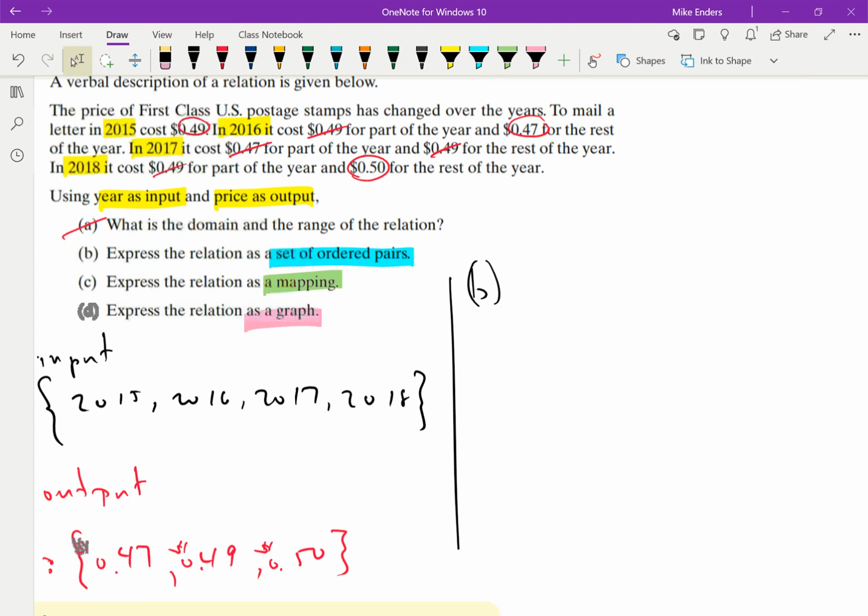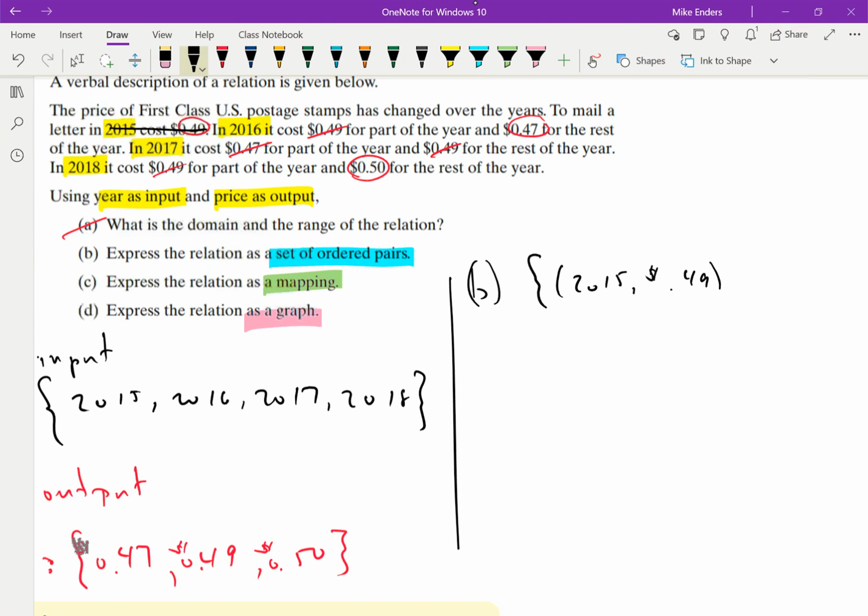So in 2015, what did we have? Okay, so again, because we're listing things, I'm going to go ahead and write these inside my curly braces. So I had 2015 as my input, and then I had 49 cents as an output. So that is a pair. That's something that took place, and that's the only thing we had.